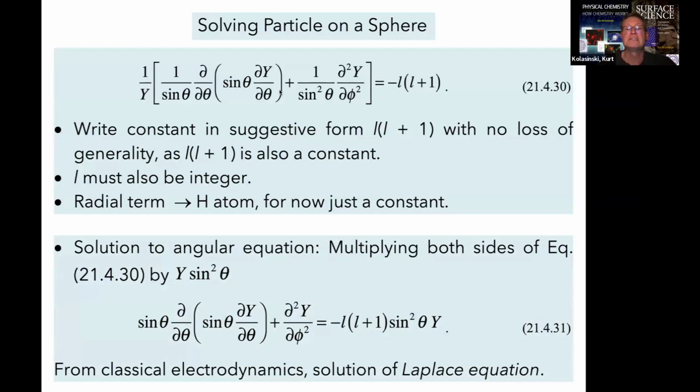this equation has well-known solutions if, again, we get it into a form that's already been solved by somebody else. And we can, again, use this trick, right? What we want to do now is multiply both sides of that equation by Y sine squared theta. And if we do so, we get it into a form that's well known from classical electrodynamics. This is the Laplace equation, which has already been solved. We can use the solutions of the Laplace equation here to solve this problem.